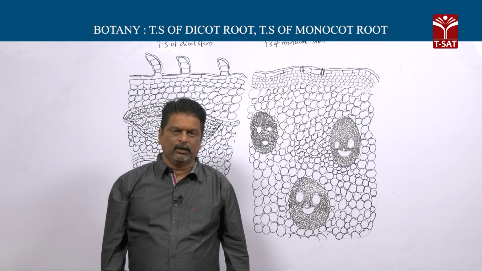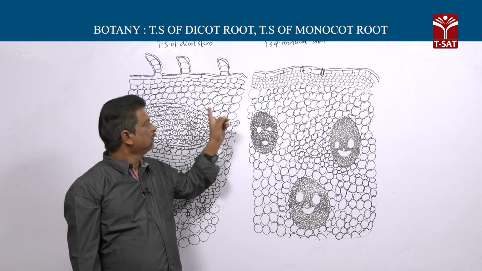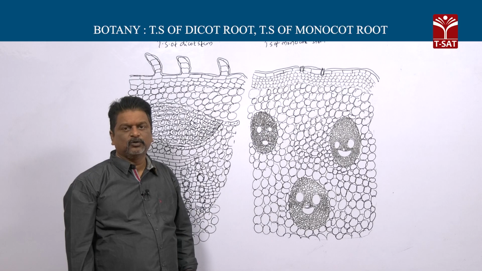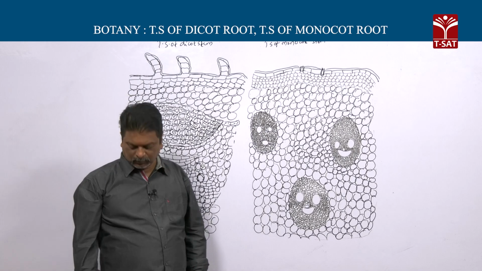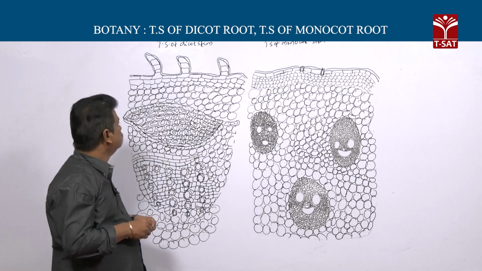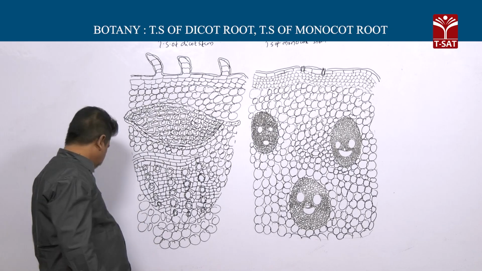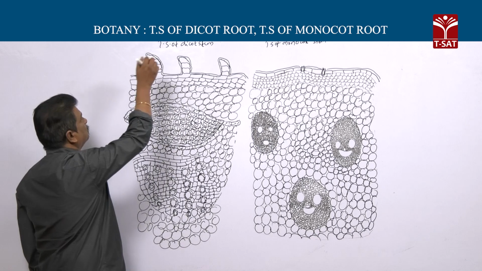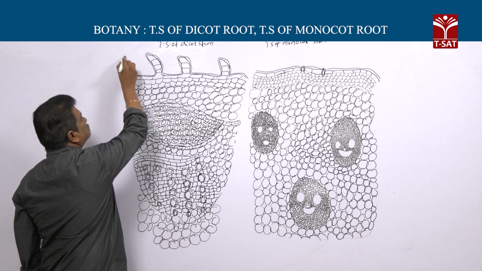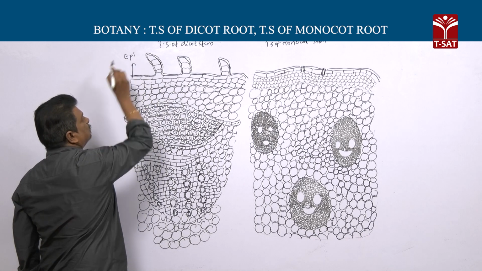T.S. of dicot stem and T.S. of monocot stem. So first one, T.S. of dicot stem. T.S. of dicot stem shows 3 parts. One is epidermis.